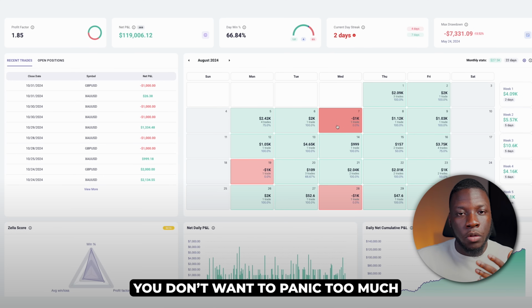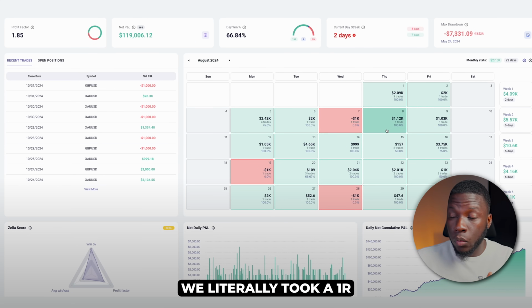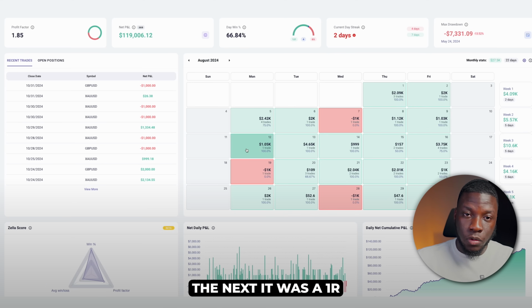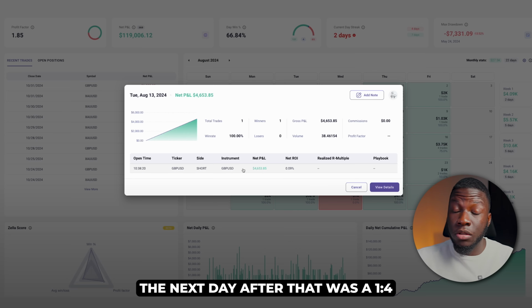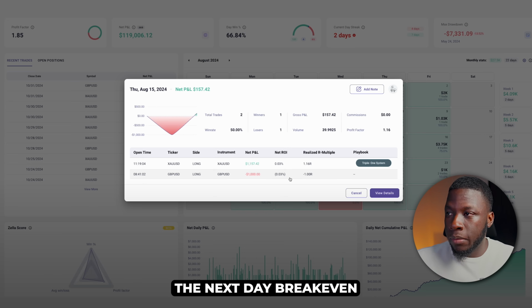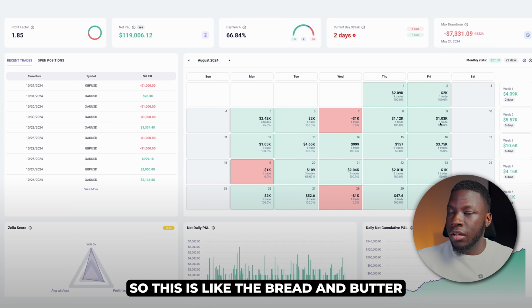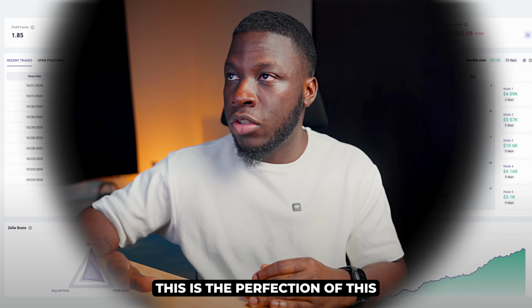When you take this loss, you don't want to panic too much, because next, you see the wins will just stack up. We usually took a 1-hour, the next day was a 1-hour, the next day was a 1-hour, then the next day after that was a 1 to 4, which is insane, right? And then the next day is another 1-hour, the next day break even, 1 loss, and then we take another trade for another win. So this is like the bread and butter. This is the perfection of this.